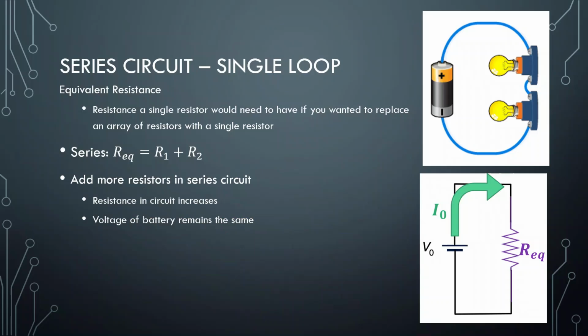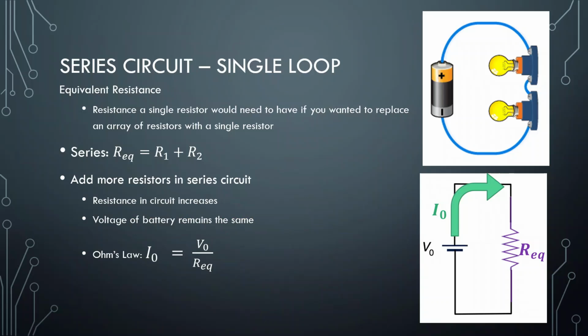So according to our equivalent resistance for series, the more resistors you add in series, the larger the resistance in the circuit is increasing. Now we are going to assume that our voltage sources are ideal, so that way no matter how many components I add, that voltage of that battery, that power supply is always going to remain the same.